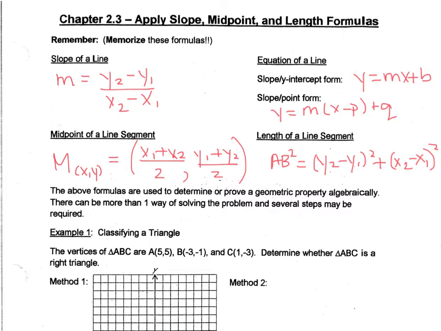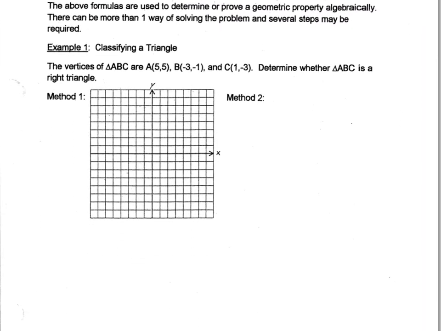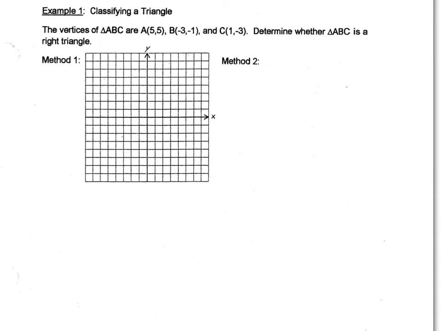Example 1 has us classifying a triangle, and it asks us if the triangle ABC is a right triangle. So before we classified triangles based on their lengths of sides, we talked about scalene, isosceles, or equilateral. In this case, they're asking us, is there a right angle in the triangle? So if we think about a right angle triangle, we know a couple different things. We know, first of all, that it satisfies the Pythagorean theorem. And the second thing we know is that its two sides that form the right angle are perpendicular.